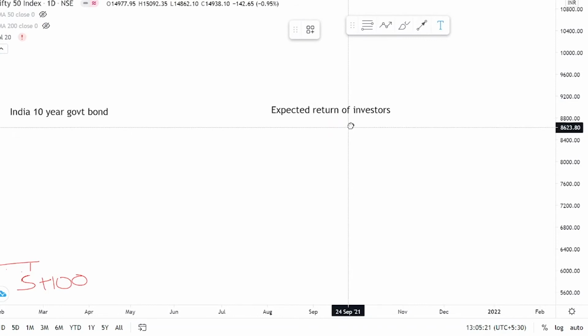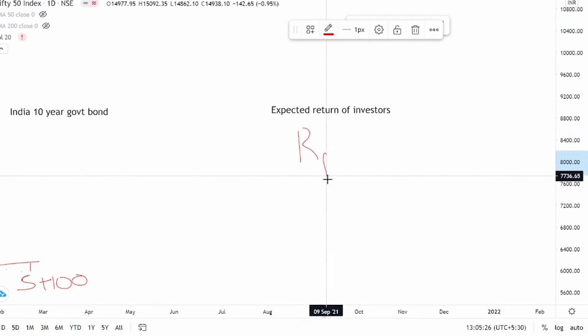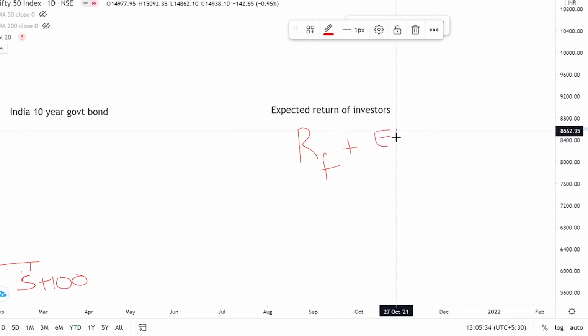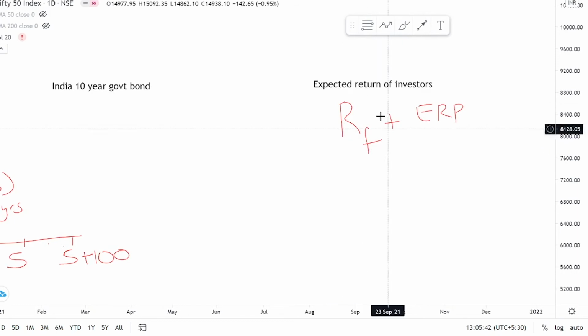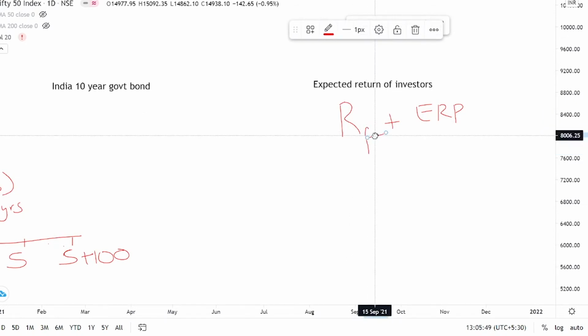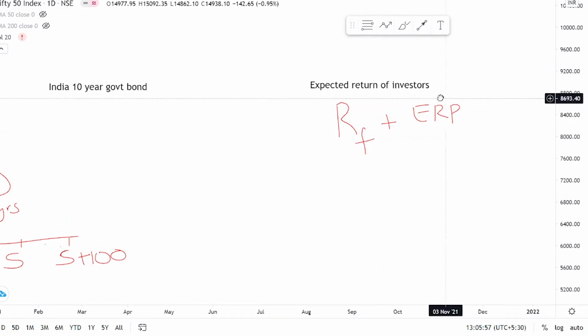Now, the expected return consists of two returns: your risk free return, I'll put it as RF, plus an equity risk premium, ERP. This risk free return, you generally take it as the 10-year government bond yield, because that is the closest instrument we have which is risk free. And we consider the government virtually free from default.